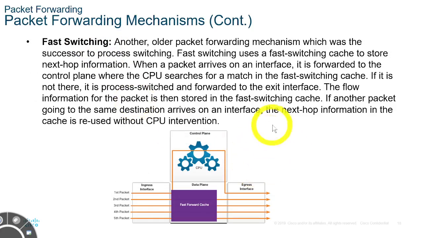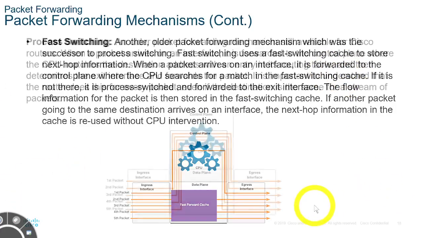Fast switching, what does it mean? Fast switching is almost the same, but another older packet forwarding method, which was the successor to process switching. It uses a fast switching cache to store next hop information. Next hop, only next hop. When a packet arrives on an interface, it's forwarded to the control plane where the CPU searches for a match in the fast switching cache.